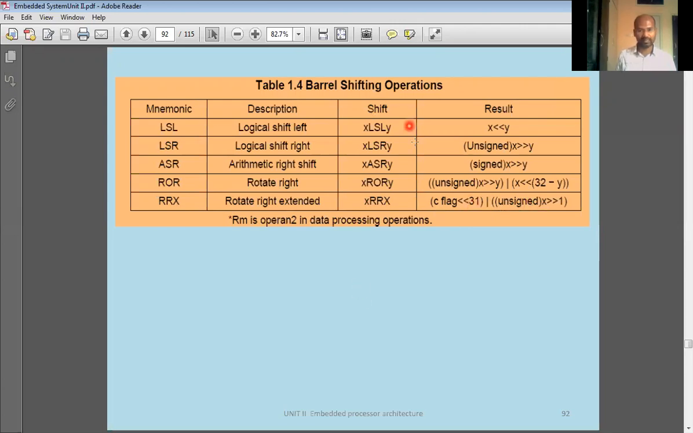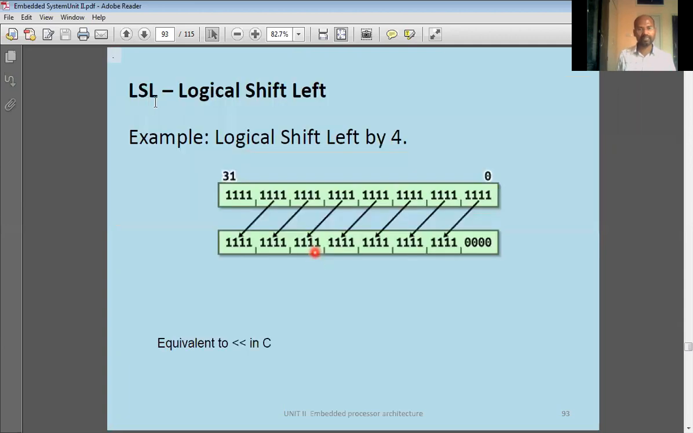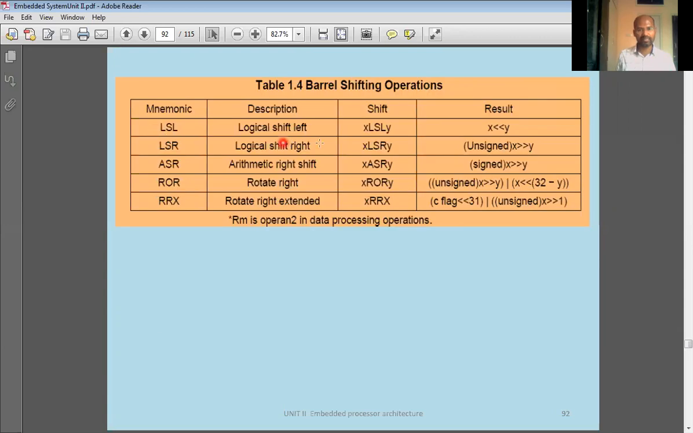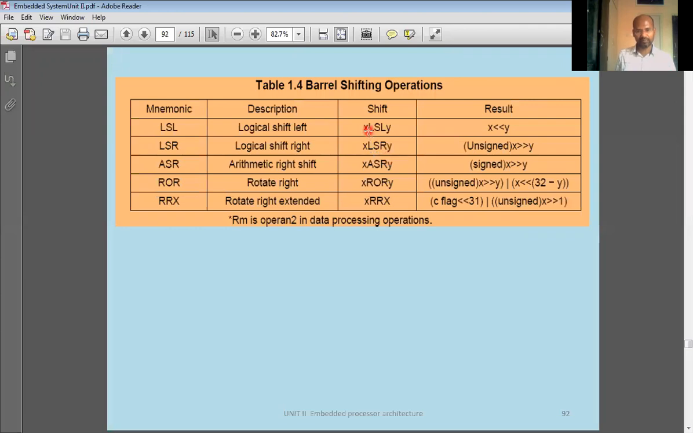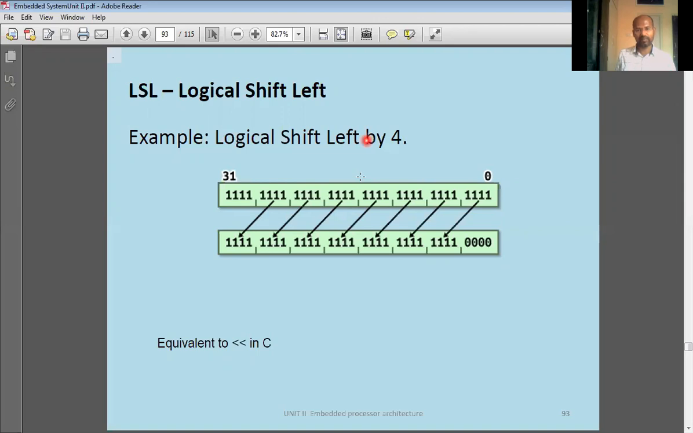Let's understand these operations a little bit more. Now see LSL, the first one. LSL means logical shift left. An example is given here: logical shift left by 4 units. This is the register containing the second operand, and the second operand data is undergoing a logical left shift by 4 units.